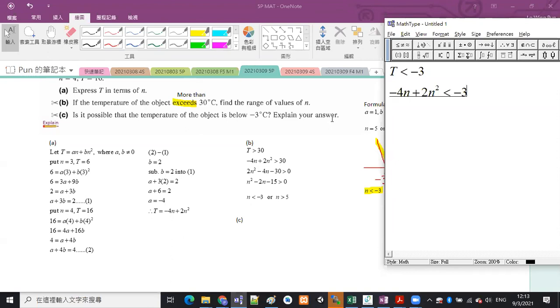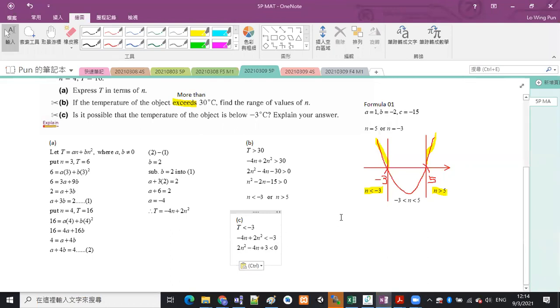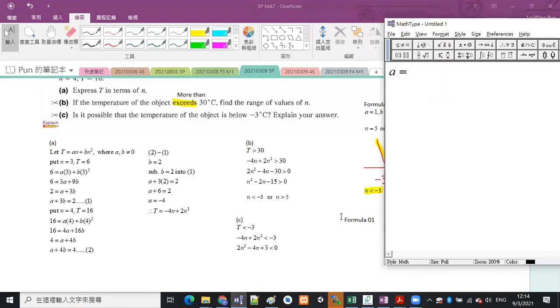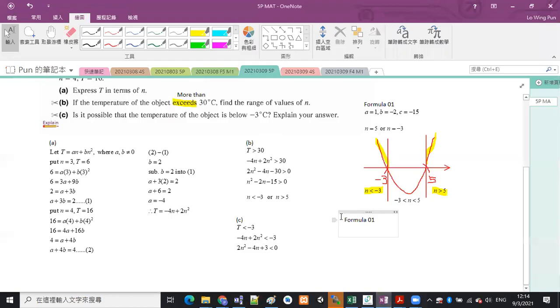Okay? And again, we have a quadratic inequality. So just move all the terms to the side where square term is positive. That is to the left. So we have 2n squared minus 4n, and then the 3 should be added to the left-hand side, less than 0. And again, we have quadratic inequality. We will go to the happy face. So according to the formula, this time we have A equals 2, B equals -4, and C equals 3.